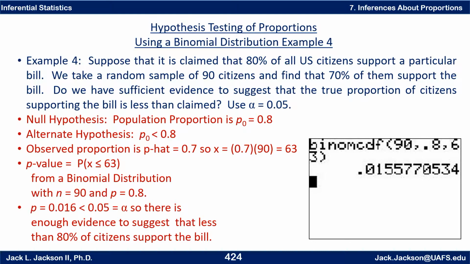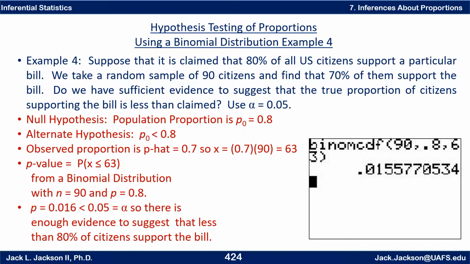The null hypothesis is that the population proportion is what they claimed. P naught is 0.8. The alternative hypothesis is that p is less than 0.8. So since it says less than right here, we use a less than here, which means this is a left-tailed test. So all of the p-value is to the left.